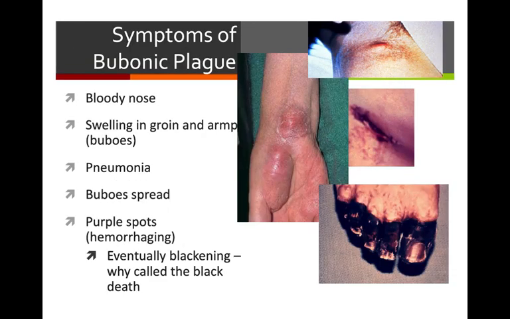So symptoms of bubonic plague can include bloody nose, swelling in the groin or armpit where you have lymph nodes. Those are called buboes. So here they're showing some of these buboes. The buboes will spread, and you can have them in other locations throughout the body. And eventually you can get the purple spots like shown here, or shown here in the extremities, leading to hemorrhaging, and that's why it was called the Black Death.